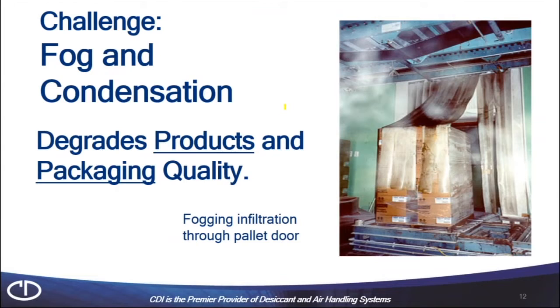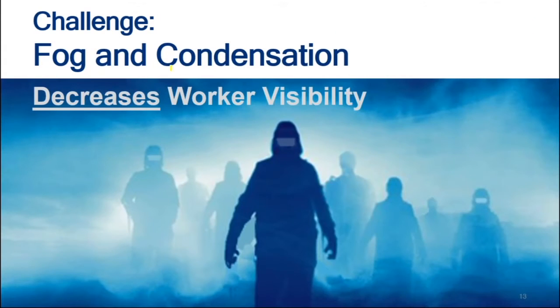But what's the challenge? Well, as those temperatures drop, that moisture shows up as fog. It shows up as condensation. That's going to degrade the product. That's going to cause issues with packaging. And you see here the fogging of that moisture, that visible moisture now, right through this pallet door. Makes it very difficult to see. And our point is that it's going to decrease worker visibility. It makes it difficult to even see sometimes through that fog, and that can cause issues.